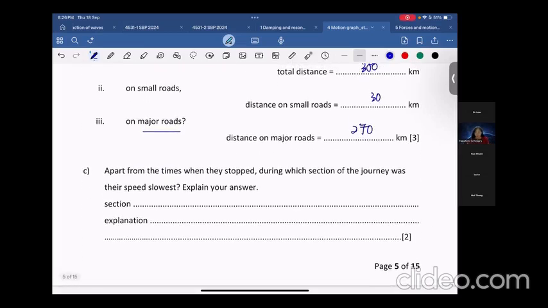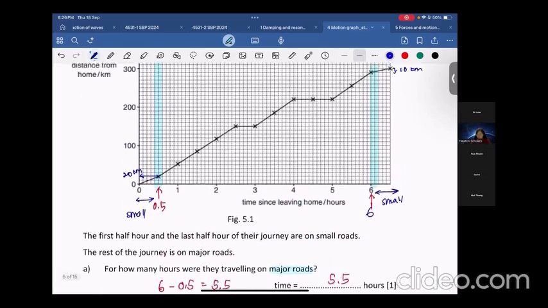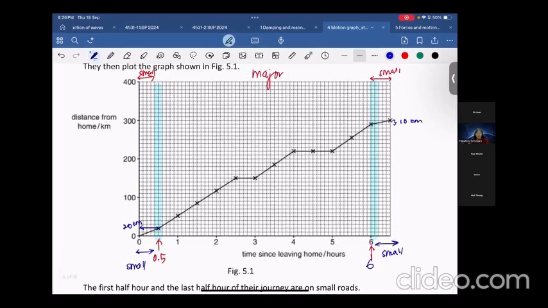Okay, thank you, Megan. Okay, boys and girls, apart from the times when they stop, we ignore the part they stop, and we're only talking about those they are moving. So, which section of the journey was their speed slowest? Which section has the lower speed? What do you guys think? Tell me your answer, and why you think that section is the slower section. Okay, so boys and girls, tell me your idea.